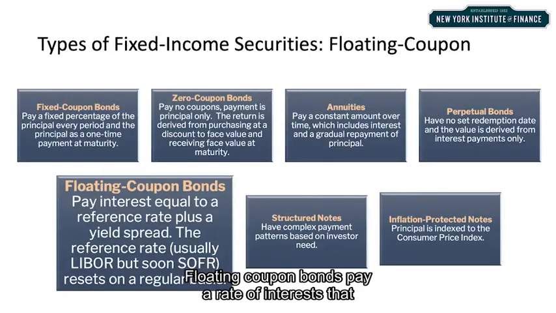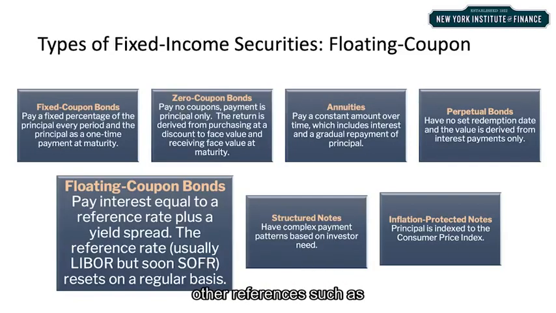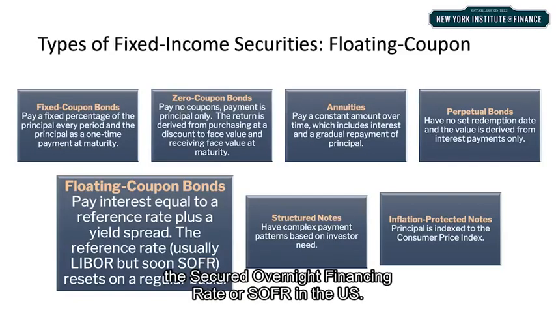Floating coupon bonds pay a rate of interest that varies depending on the market rate of interest or the reference rate. These are issued by banks to finance the floating rate loans they make to their corporate borrowers. Historically, this reference rate has been LIBOR, although regulators are in the process of eliminating LIBOR as a reference rate and using other references such as the Secured Overnight Financing Rate, or SOFR in the U.S.